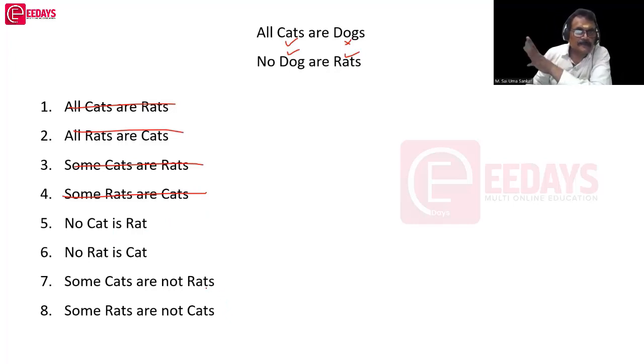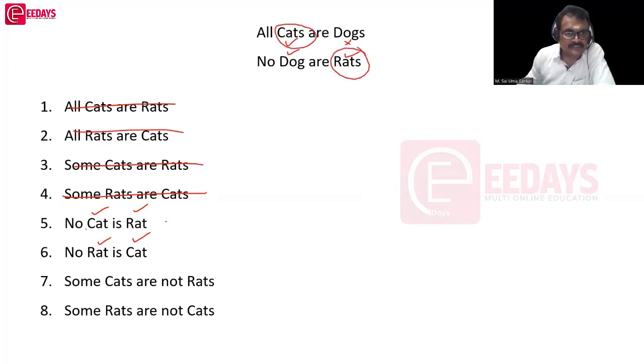What is the third property? If any term is distributed in the conclusion, the term must be distributed in the statement. Here cat and rat are distributed in the conclusion. Your cats and rats are distributed in the statement also. So this is a valid conclusion. And this is also a valid conclusion.